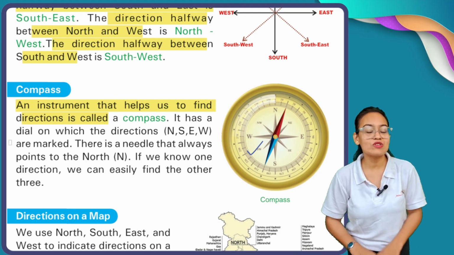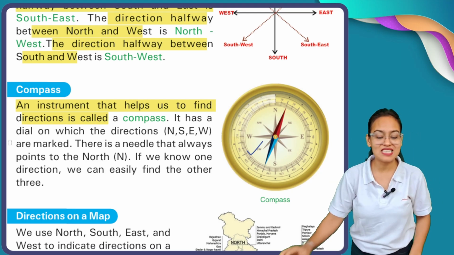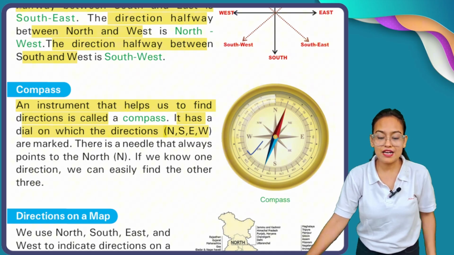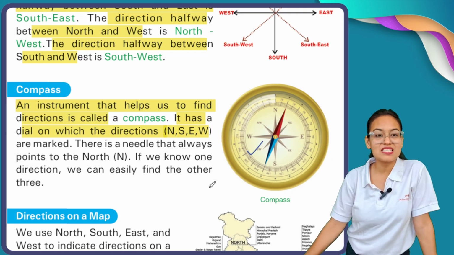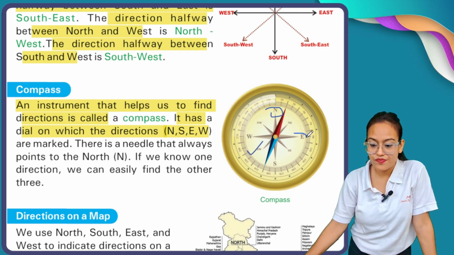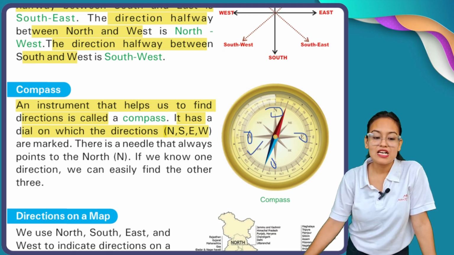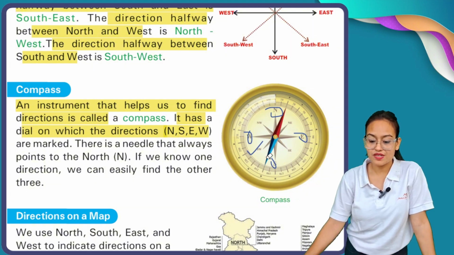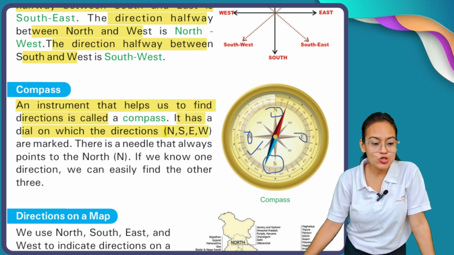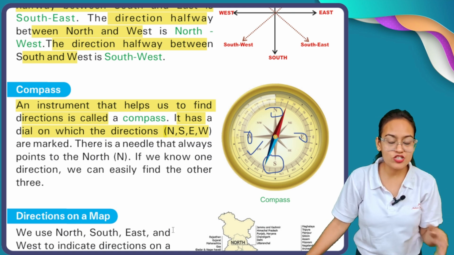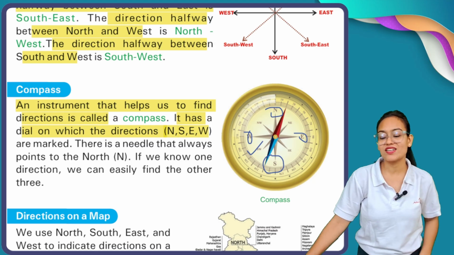So to find out the directions, we need an instrument called a compass. It has a dial on which the directions north, south, east and west are located. Here you can see, my dear students, a compass has a dial. See, this is north, this is east, this is south, and this is west. Let me draw this again. Yeah, this is south. So in a compass, you can see there is a dial which indicates north direction, east direction, west direction as well as south direction.